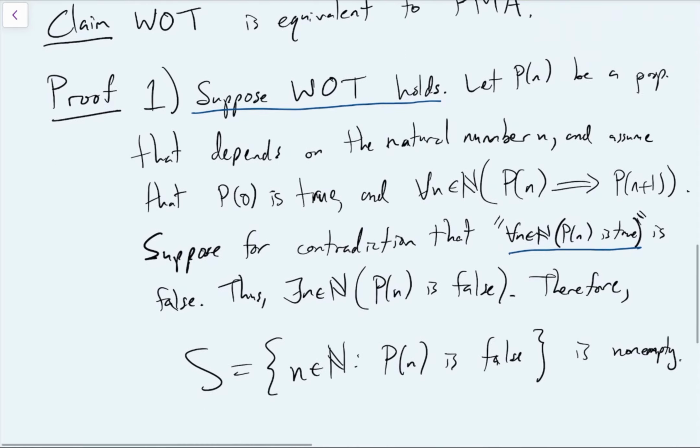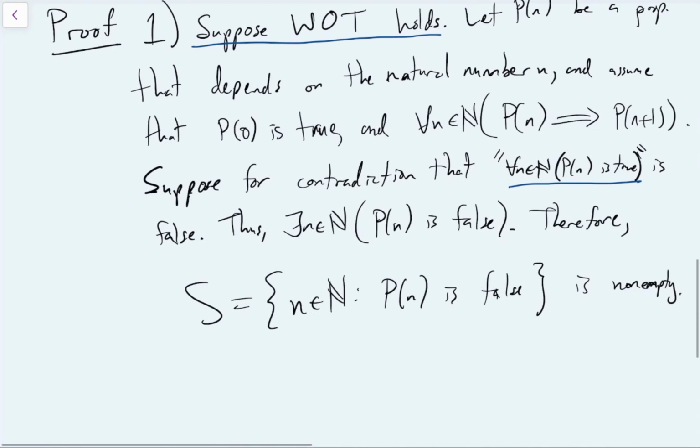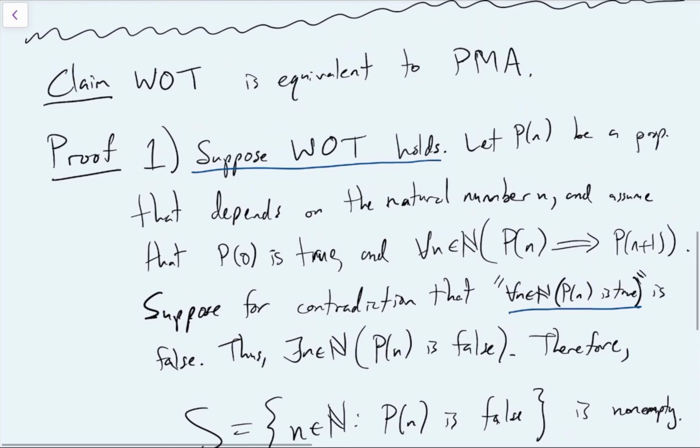But I've supposed the well-ordering theorem holds, and remember what the well-ordering theorem tells me. The well-ordering theorem tells me that for all non-empty subsets of the natural numbers, I have a minimum element of that subset. So let's look at this example here. Here I have a non-empty subset of the natural numbers. This set of all natural numbers n such that P of n is false is non-empty because I knew that there had to exist some n such that P of n was false. So, by the well-ordering theorem, I conclude that S has a minimal element. Let me call it m.